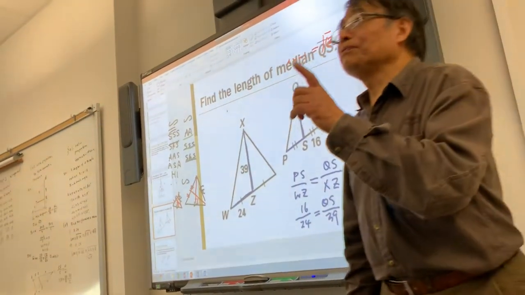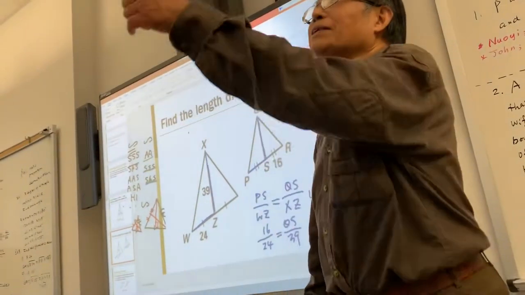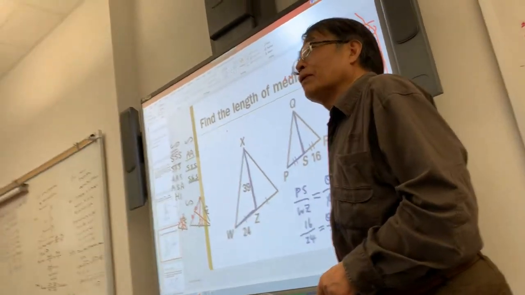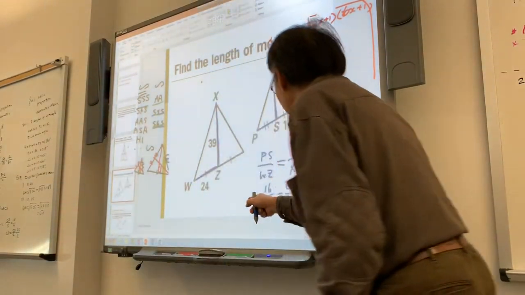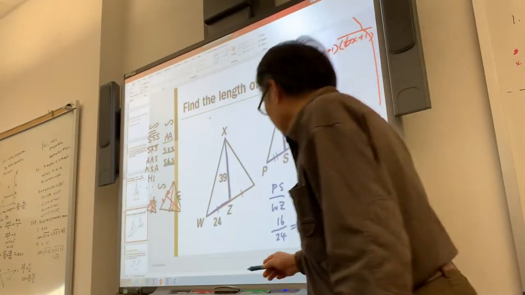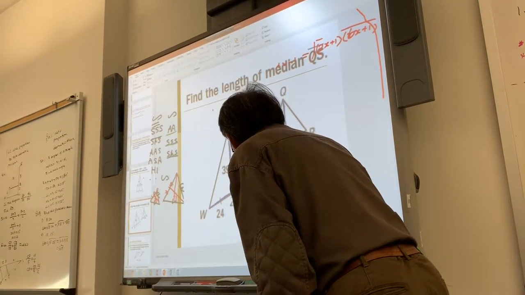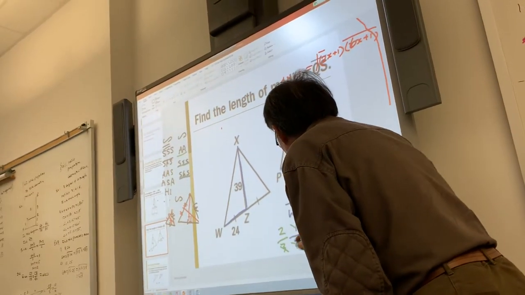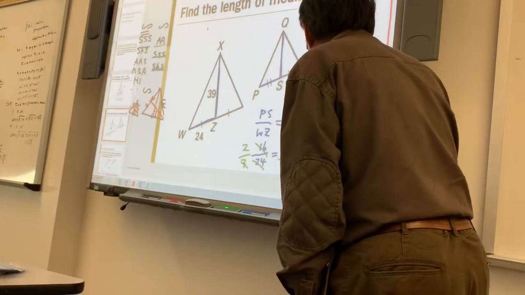How to solve? Who can tell me, please? You can simplify. Because if you cross multiply, 16 times 39 is too much. So don't do that. Reduce: 24 over 16 is 3 over 2, and 3 and 39 reduce. QS is 2 times 13, which is 26.